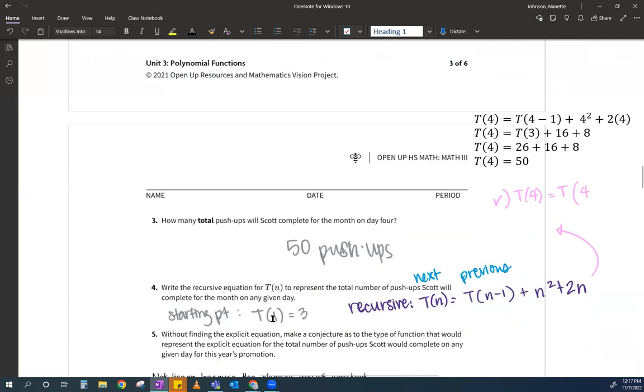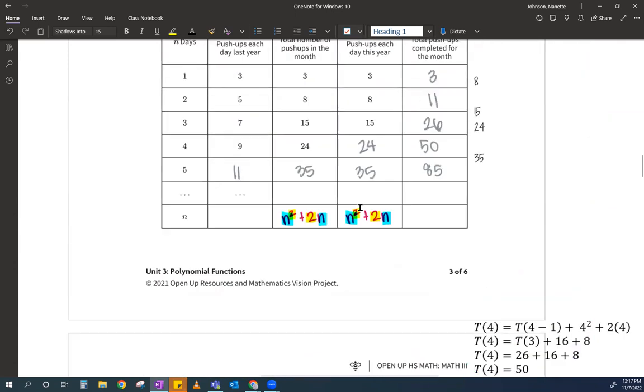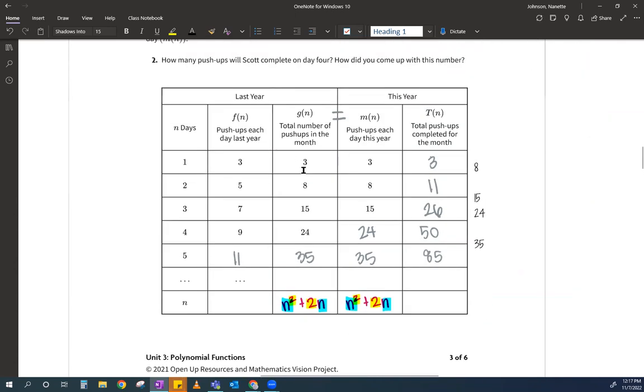And someone in the chat says, it might be cubic. So we say cubic because we are adding, or the change is quadratic. Does that make sense? So wait, what, Ms. Johnson? So here, the change here was linear, right? It was plus 5. See, plus 5.